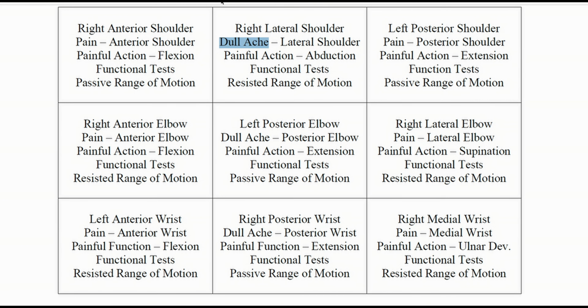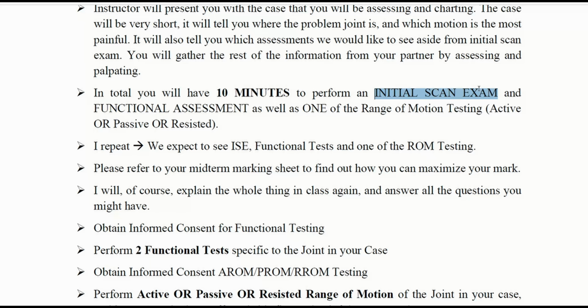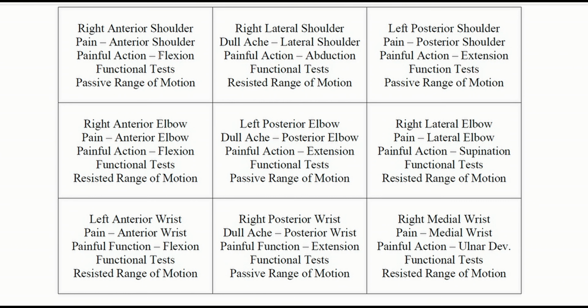So to perform basically an ISC, functional assessment, okay? You're going to see right here: initial scan exam, functional assessment, and one of the range of motion testing, whether it's active, passive, or resistance. You're going to see the case here. It will say functional test, please do. In one case you need to do only passive range of motion. In this case, we are looking for you to do resisted range of motion. It is a shoulder case on a lateral aspect.